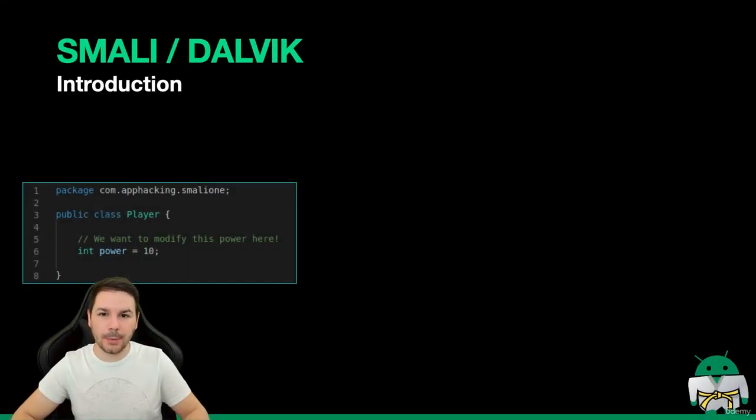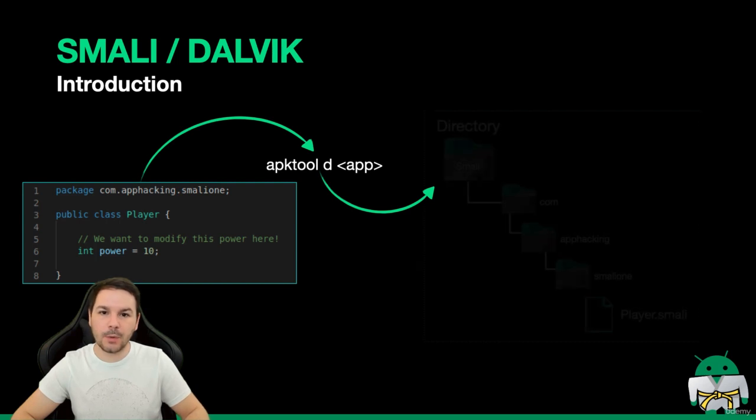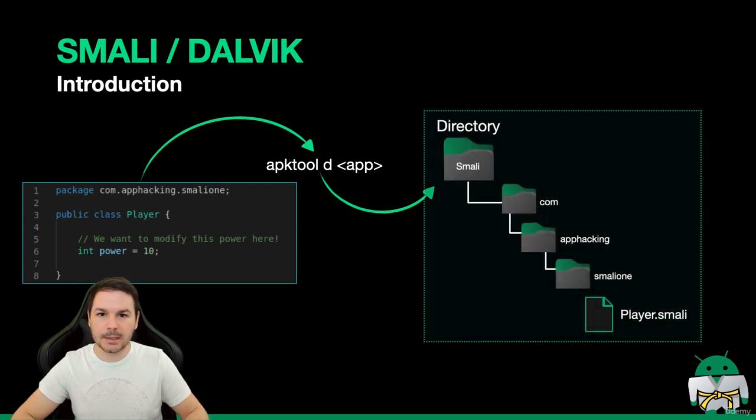Okay, let's do a quick recap on this. So we've got our application. We did insert a new class and we added this variable named power. We compiled our application and this was our starting point. Afterwards, we did decompile this application with the APK tool. And then we did end up with the Smali structure. The Smali structure contains single directories, and these single directories are regarding the package of this class name. So if we compare them against each other, we can see the app hacking Smali 1 is exactly the same package name over there. This is how our Smali structure looks like, and therefore we can find this player.smali class immediately. Okay, this is what we've got.